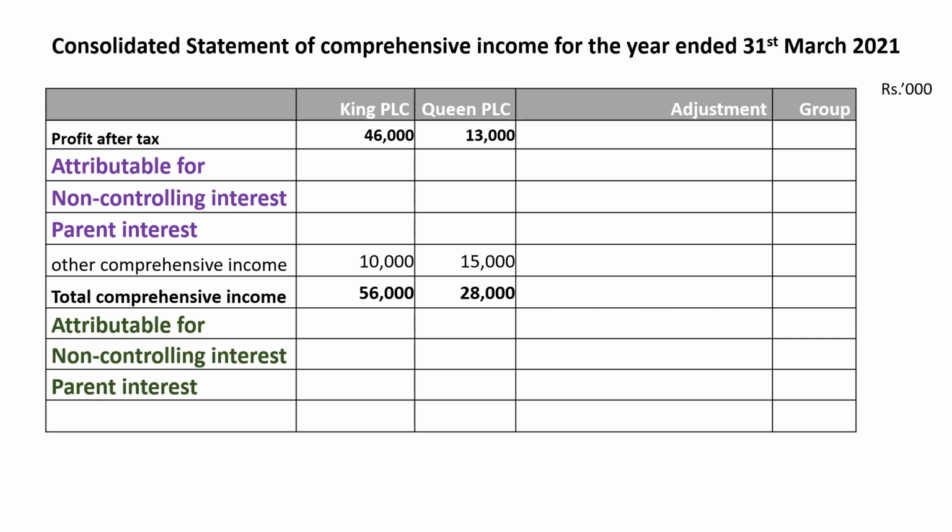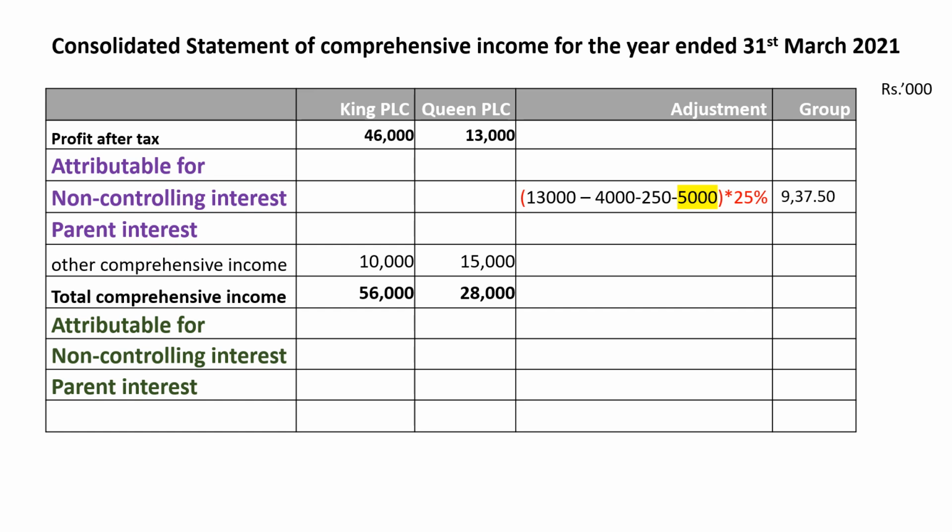Now here from Queen's PLC 13,000 we have removed the unrealized profit of 4,000 on inventory and unrealized profit of 250 on non-current asset disposal. Now from that value we are going to deduct 5,000 of the impairment loss. Now from the remaining balance we have to take 25% which belongs to non-controlling interest. Therefore the balance would be 937 rupees and 50 cents.